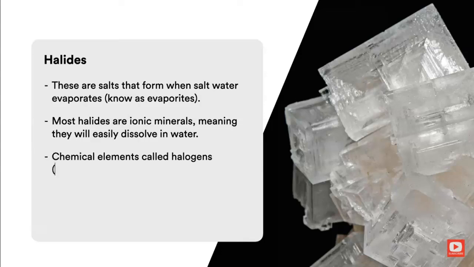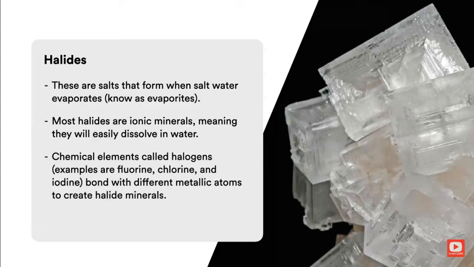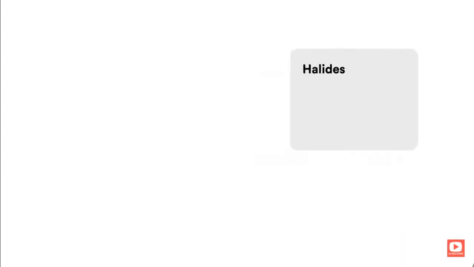The chemical elements that are called halogens, examples of which include fluorine, chlorine, and iodine, will bond with metallic atoms, and the result will be a halide mineral. So these salts form when things like fluorine, chlorine, and iodine bond during the process of evaporation with some metallic atom, and you'll be left with a halide mineral. The most common example of this is halite, which is also salt as we know it. Of course, there are other examples of halides as well.